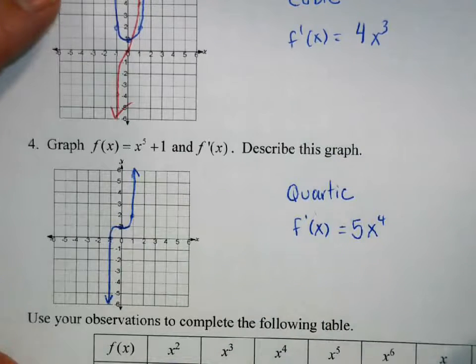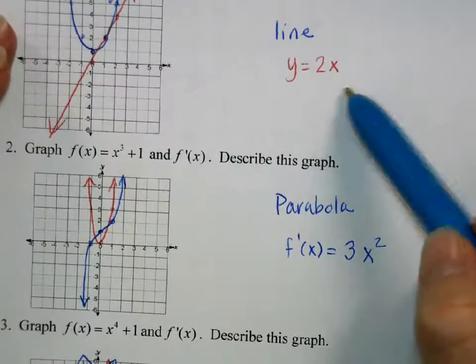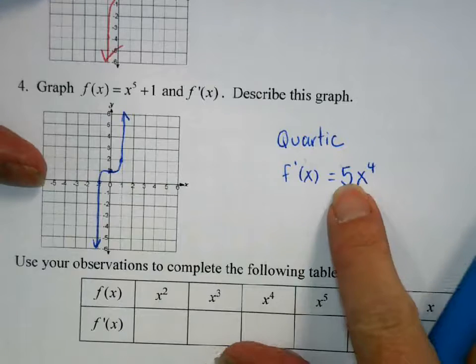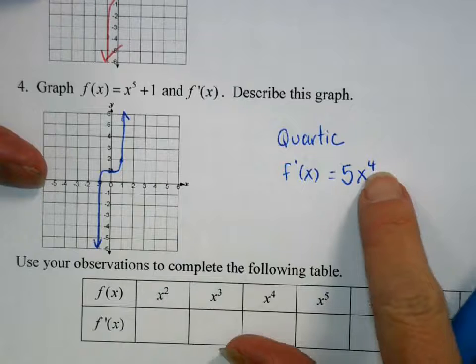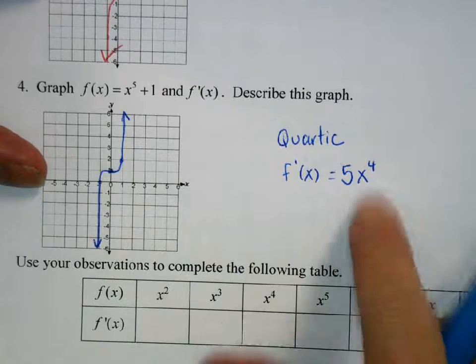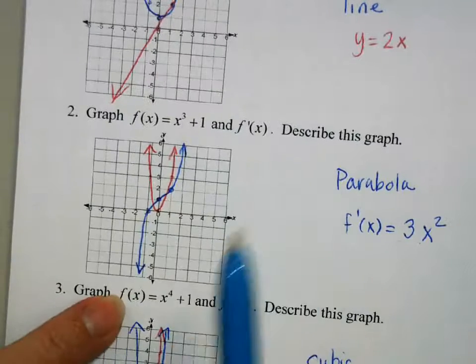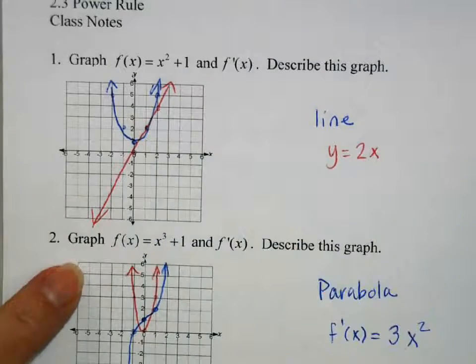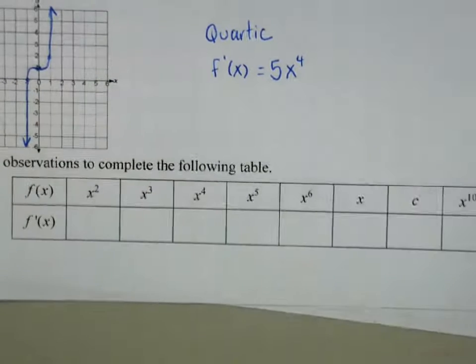Okay, so looking at our pattern here, the power, x squared, x cubed, x to the fourth, x to the fifth, is now in front. And then the new power is 1 less than that power. The plus 1, if you think about this, this is the graph of the slope. So whether I have it centered at the origin or I move it up 1, the slopes are still going to be the same. So let's fill in this table down here with what we think they might be.